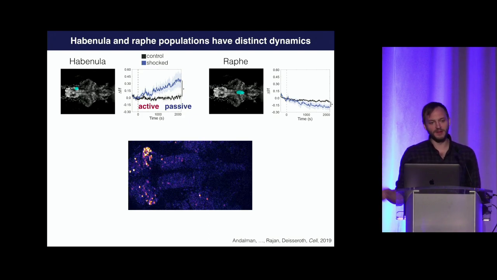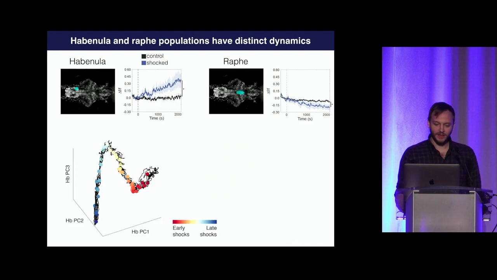And through many clever experiments in this paper, they were able to show that these two regions interact with each other to drive this behavioral state, and they're very critically and causally involved in this behavioral state transition from active to passive coping. So if we want to look at this population activity in sort of this manifold way I introduced earlier, what we do is PCA on all these habenula neurons, and here's data from one example fish, where we're looking at the trajectory of habenula activity for the first three principal components throughout this experiment. And each dot represents the time of one of these shocks, and I'm coloring them from the earliest shocks in red, where the fish is actively coping, to the last shocks in blue, where the fish is passively coping. And you can see that it traces out this trajectory through the space.